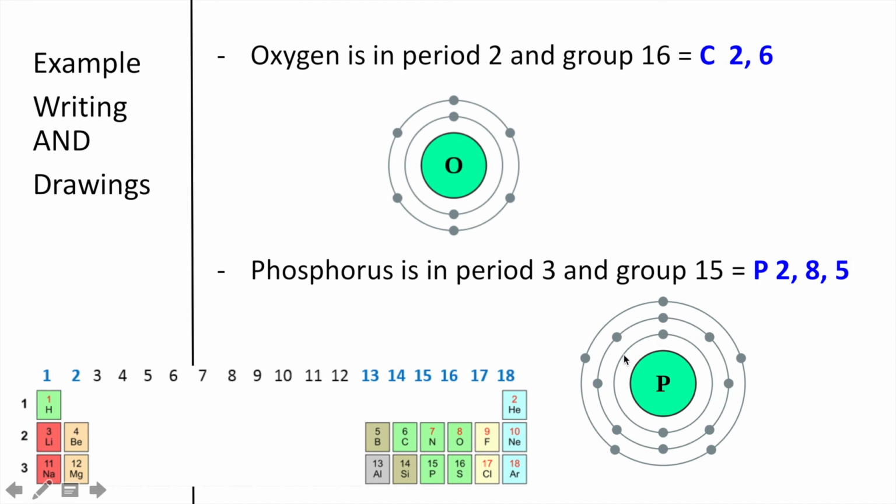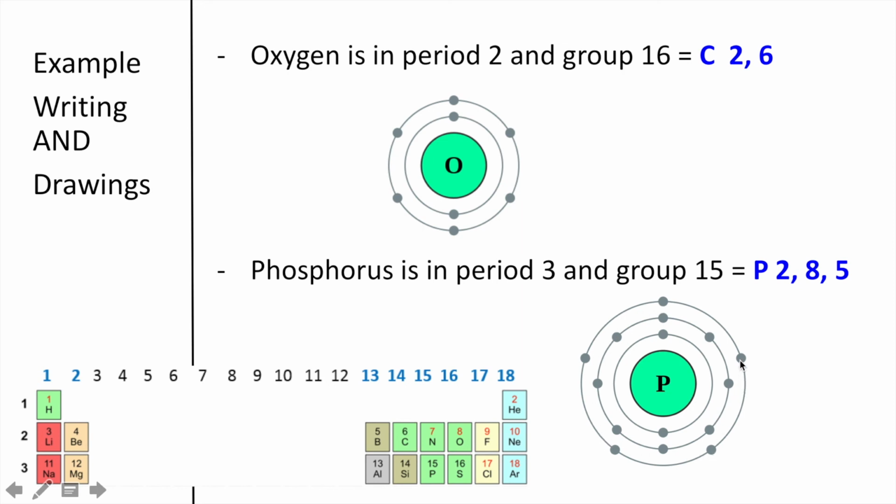So here we have, let's go and check this. This is the first electron shell, and that's going to have 2. And then there will be 8, 1, 2, 3, 4, 5, 6, 7, 8. And that's the second electron shell. And then we call the last shell the valence electron shell. And that is going to have 5. 1, 2, 3, 4, 5.